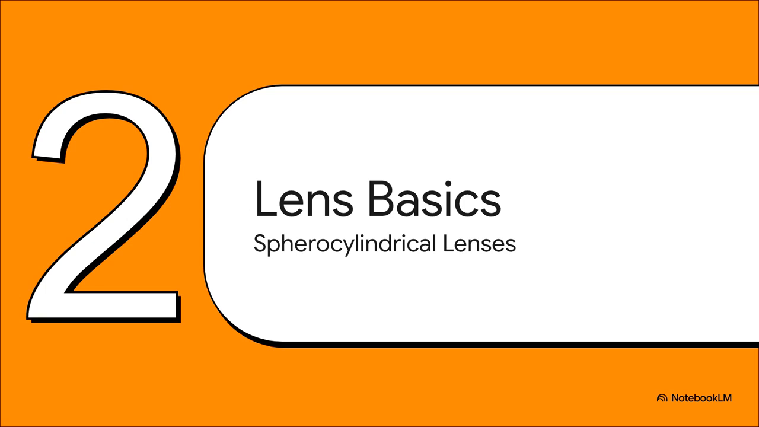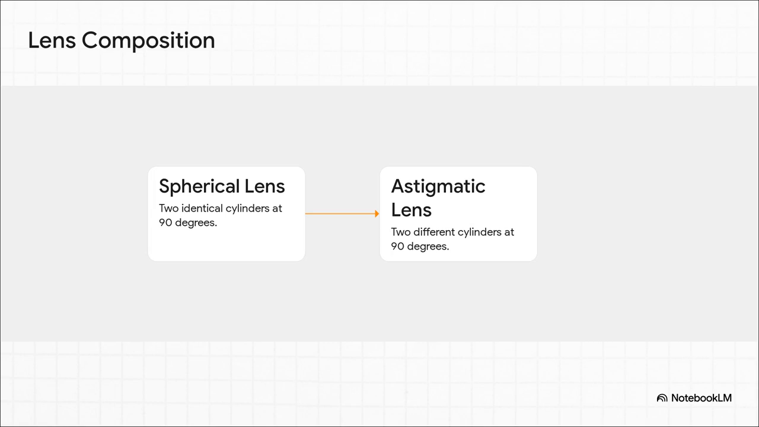Which brings us to part 2, spherocylindrical lens basics. So what actually happens when the eye isn't a perfect sphere? What happens when the dioptric power is not equal in all meridia? To really get astigmatism, I need you to adopt a totally new mental model right now.